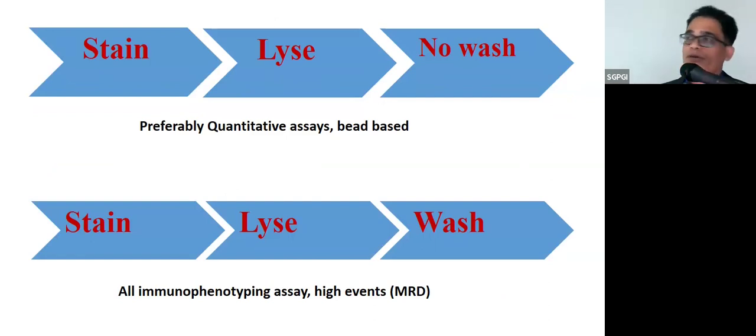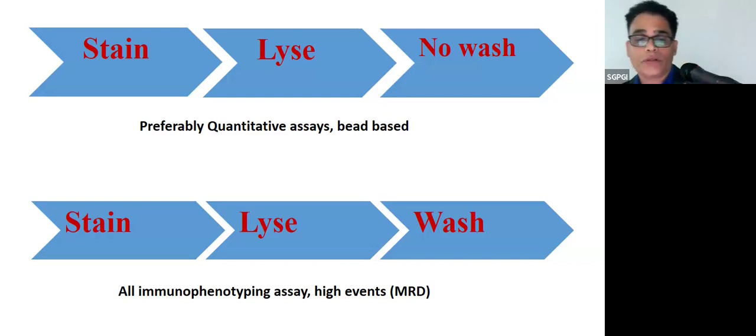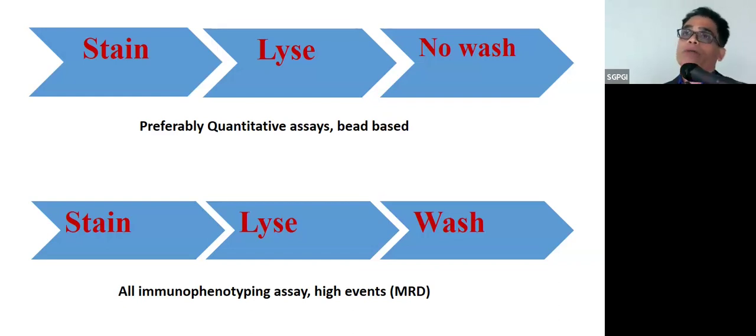Many people do stain-wash for leukemia and lymphoma also. No wash is used basically because you don't want to lose the beads. Stain-lyse-wash can also be used for the immunophenotyping assay, but in MRD, where you are going to acquire 5 million cells, it is difficult to count the lysing volume, that is the quantity of the sample. In very low counts, it might go up to 0.5 ml to 1 ml. So it's very difficult to add that, which is why it is easier on the phenotyping.